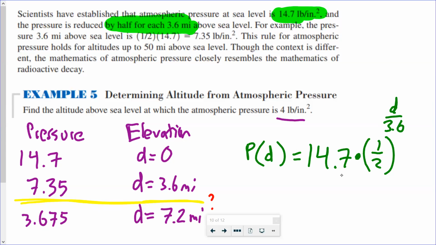And boom, guys, that's the equation. We've got our initial pressure. If it's being cut in half, then our base is going to be 1/2. And then our exponent, just make sure on those half-life problems that you divide it by 3.6. There you go, that's it. Now, I'm going to graph that and see when it's equal to 4. Okay, so last one here, pull up Desmos.